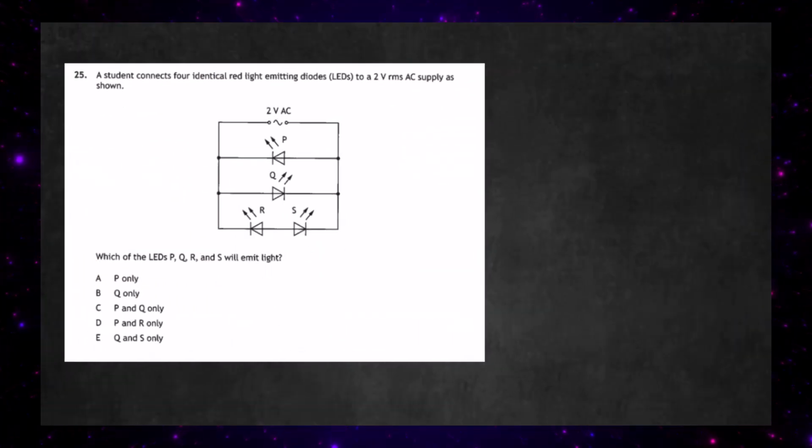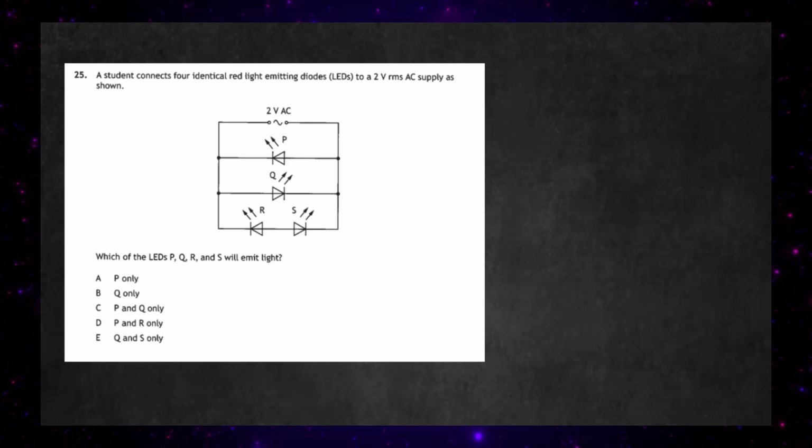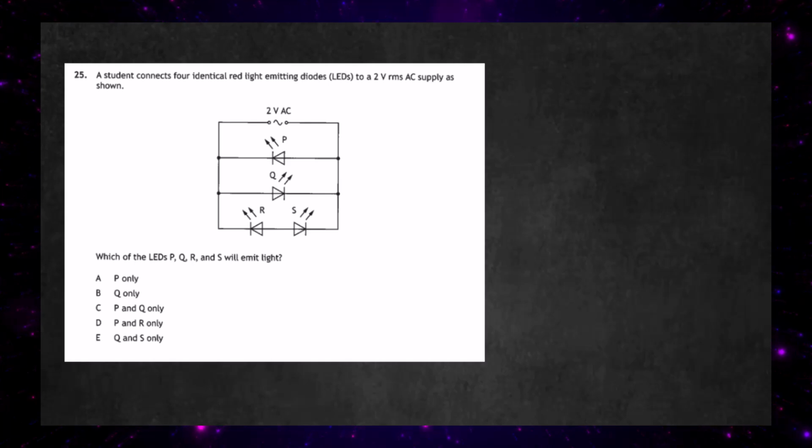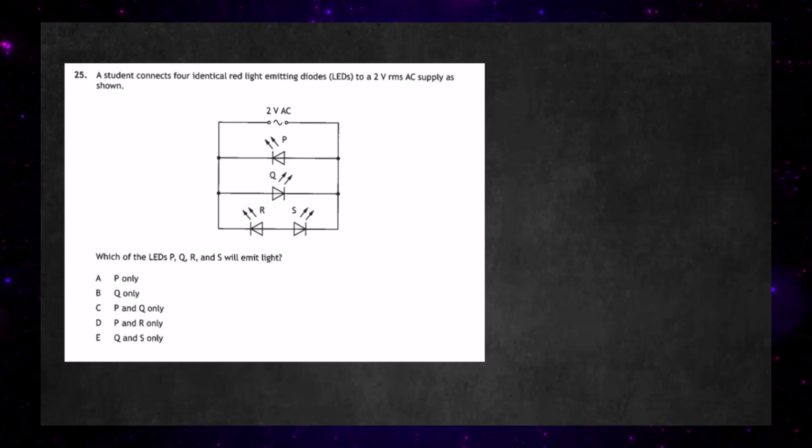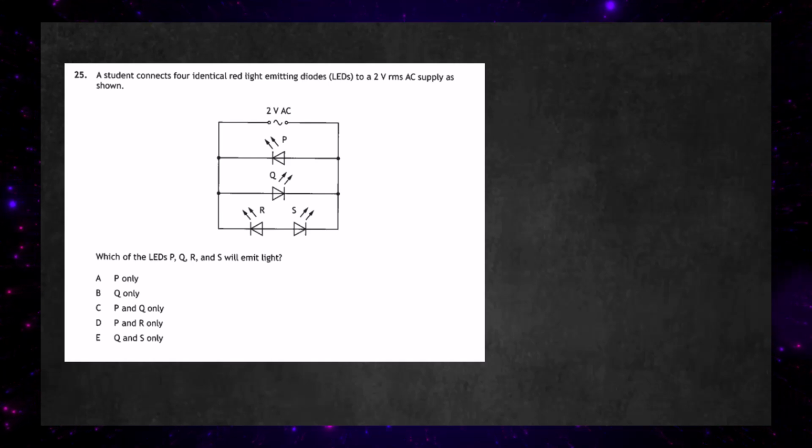Question 25, the last question of the 2024 multiple choice paper in Higher Physics from the SQA. A student connects 4 identical red light emitting diodes, LEDs, to a 2-volt RMS AC supply as shown. That's the circuit there. And we're asked to find which of the LEDs P, Q, R and S will emit light.